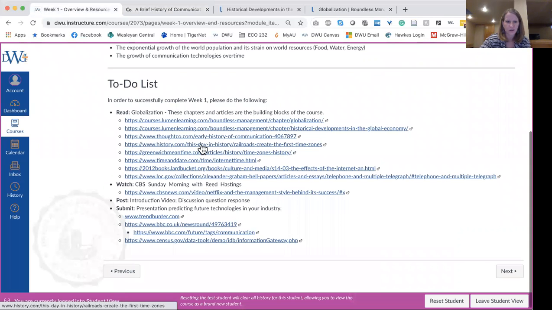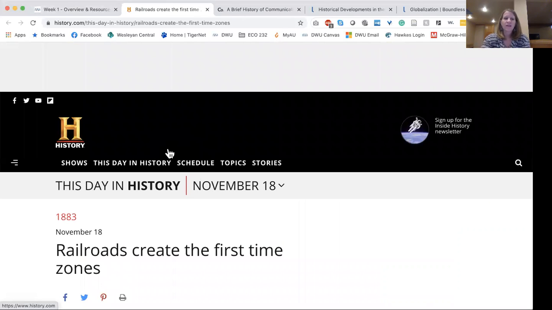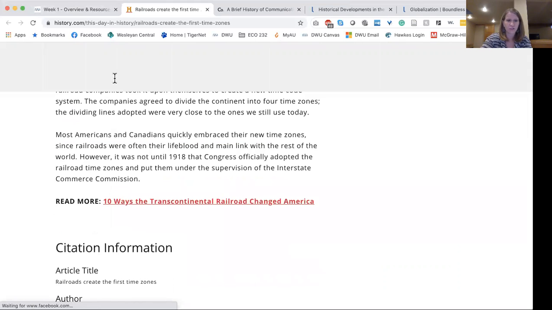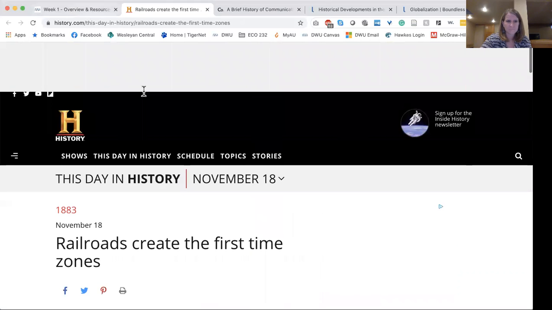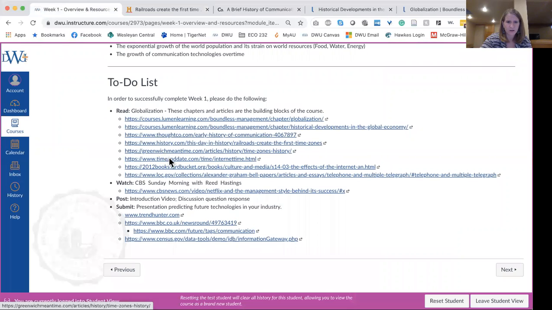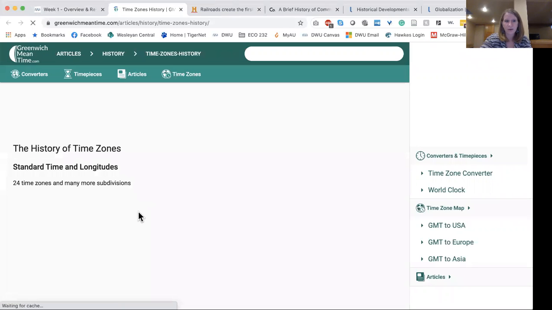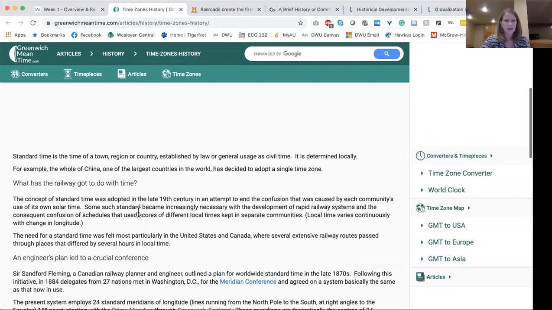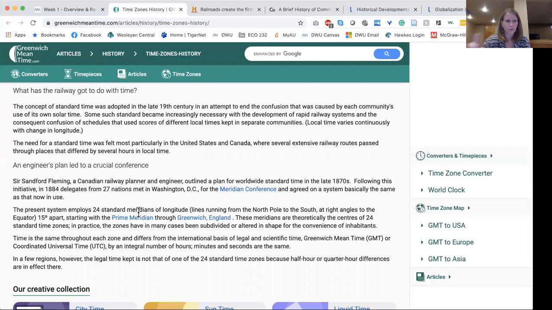for globalization. These next two are all about time zones, and I want you to think about what did the creation of time zones do for globalization as you read through these. Again, fairly short. Greenwich time. So this is just the history of time zones and how we got to 4. The last one was how time zones developed in the United States. Again, very short, just a quick blip, 1 page for you to read.